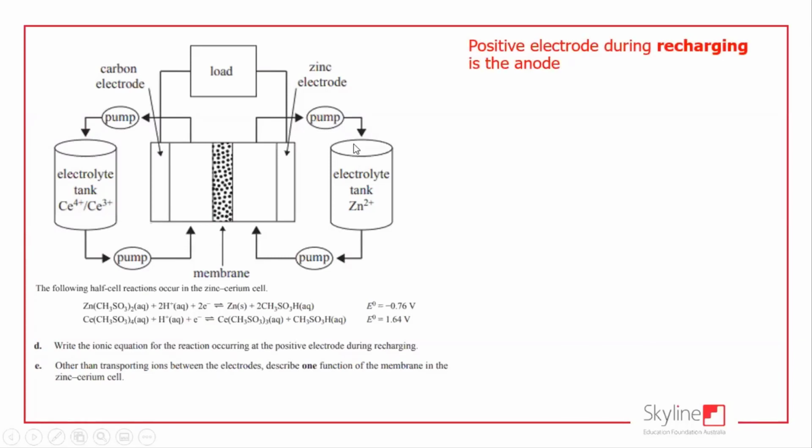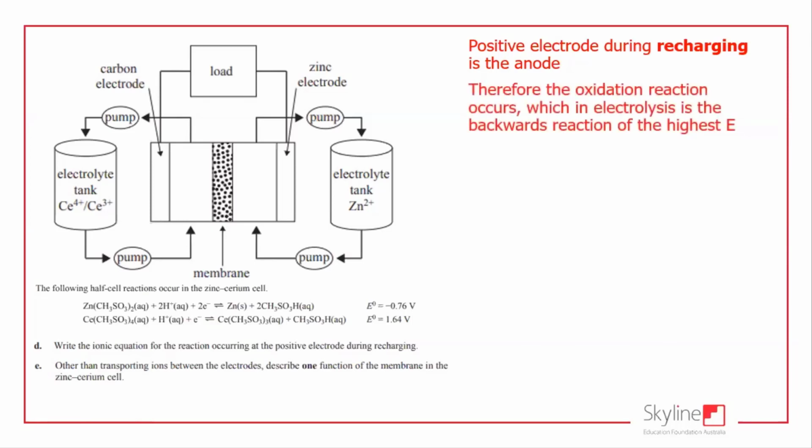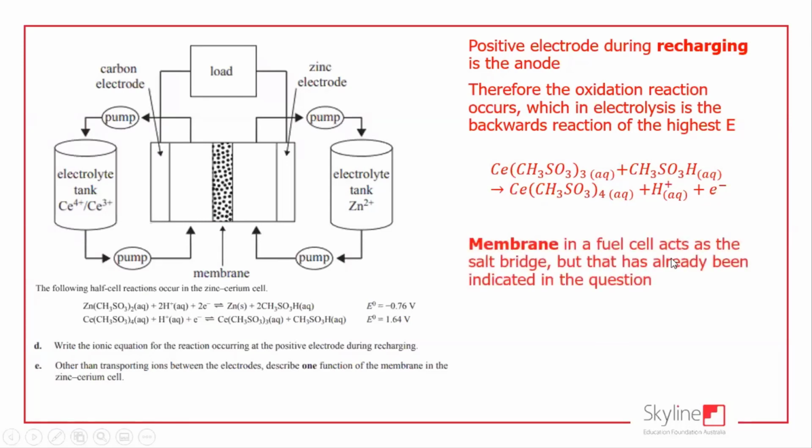Okay, positive electrode during recharging is the anode, during discharging is the cathode. Got to remember that one. So it's the anode. What equation is happening at the anode? Oxidation reaction, therefore it's just this reaction here from the previous data.